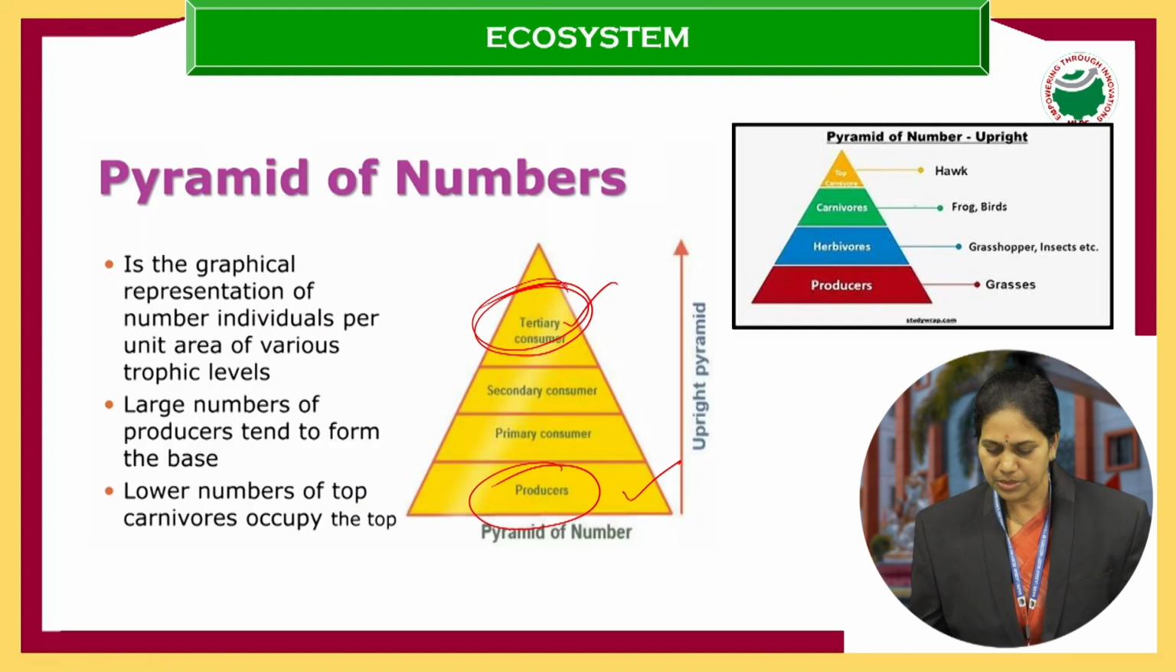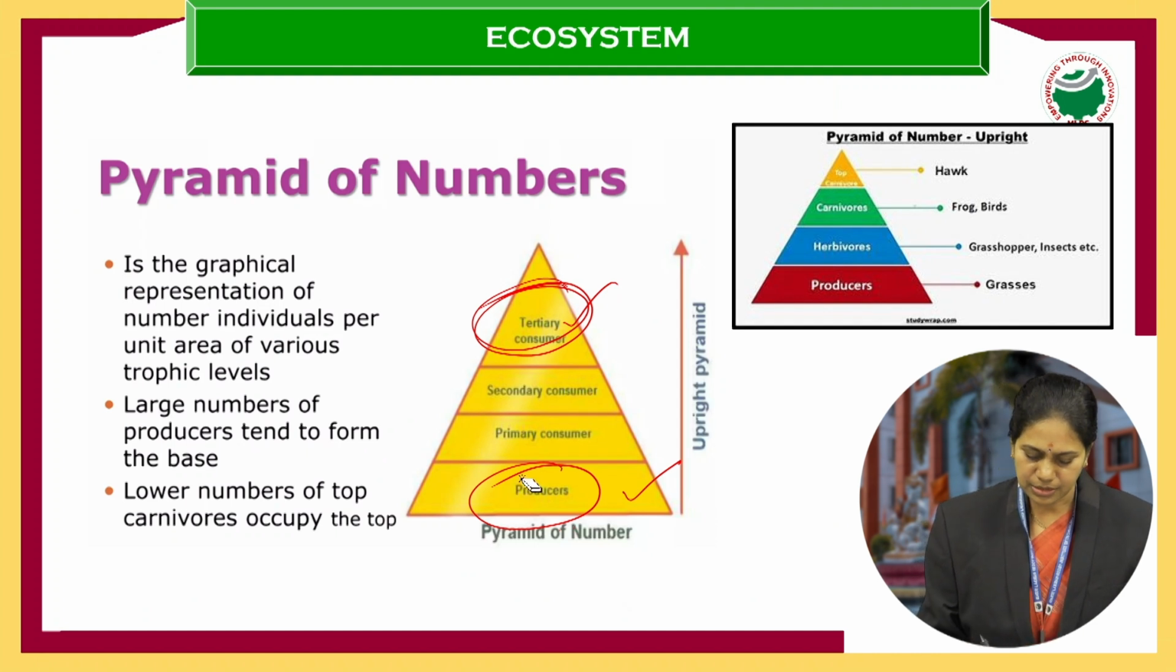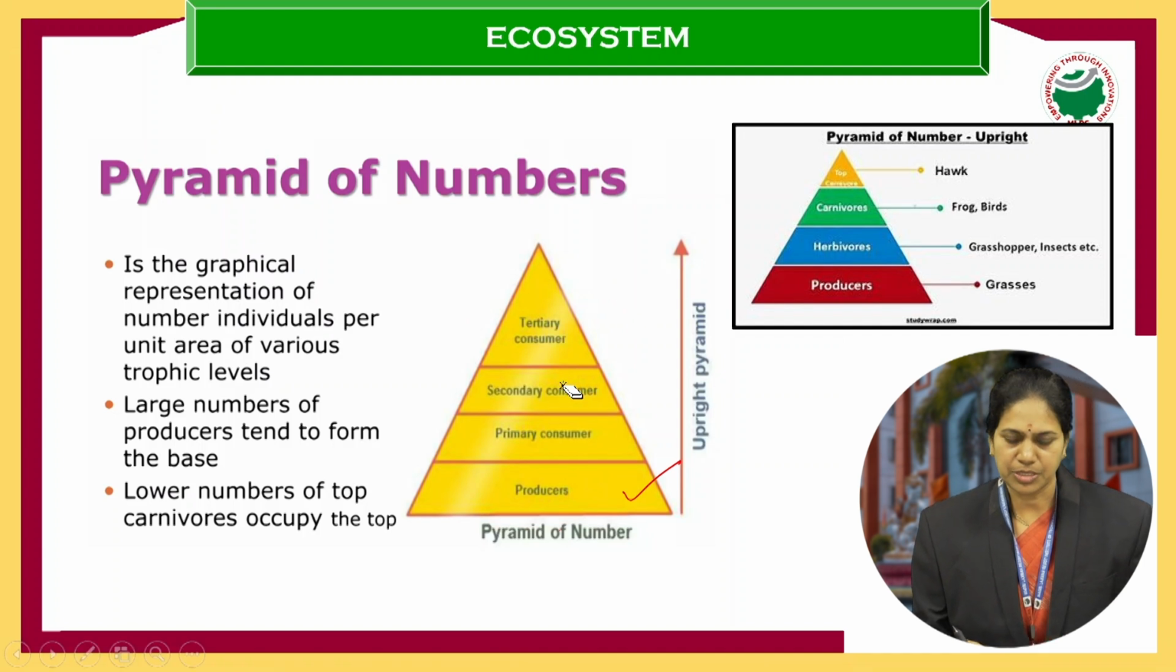Now, pyramid of numbers, as I was saying, this is an upright pyramid where you can see the number of producers is more. That is why it is straight. The producers are at the bottom. The consumers are at the apex.